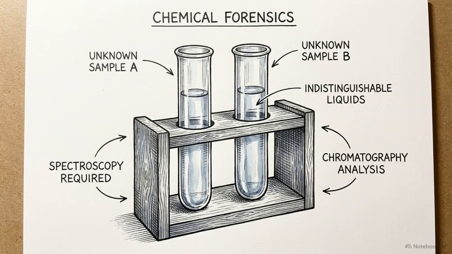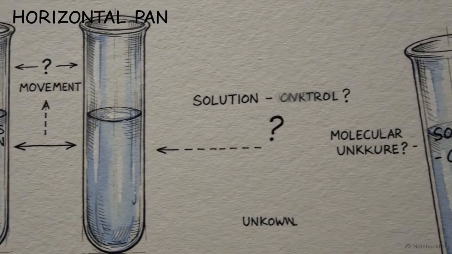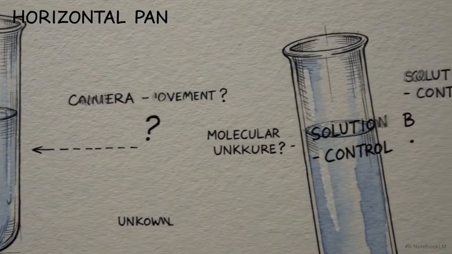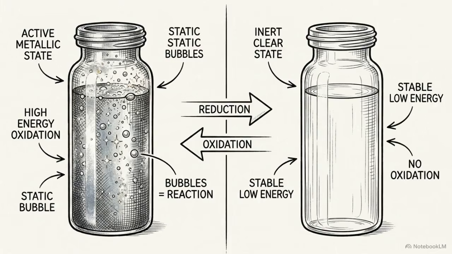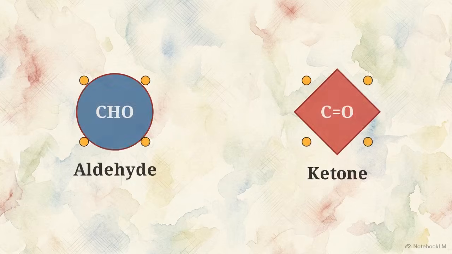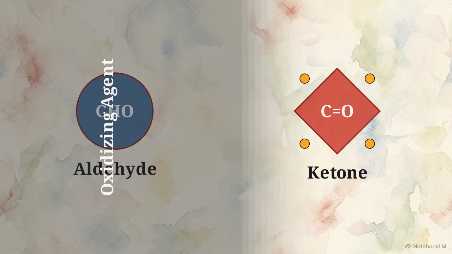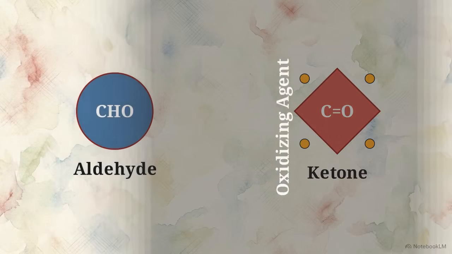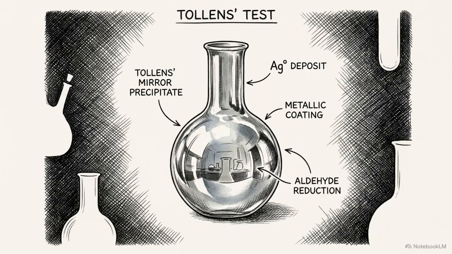Let's look at a problem of chemical forensics. You have two identical glass test tubes. Both contain perfectly clear liquids. One is an aldehyde, the other is a ketone. How do you visually tell them apart? The solution lies in a behavioral difference. Aldehydes readily undergo oxidation, meaning they easily lose electrons when exposed to certain chemicals. Ketones stubbornly resist it. We can exploit this using the Tollens test.